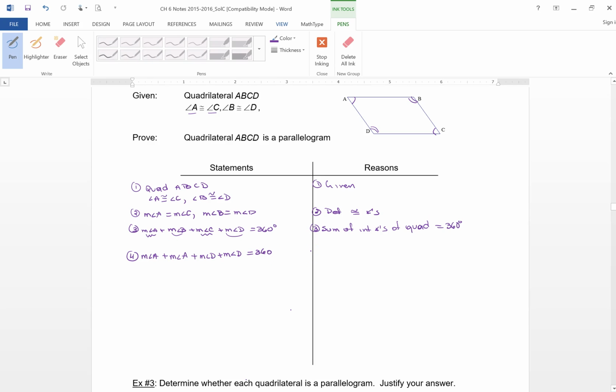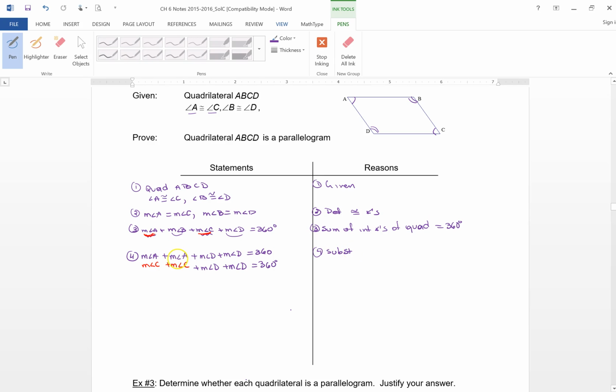I can also say the same thing but substituting for the other angles. So I'm going to leave measure of angle D and measure of angle D the same, but I'm going to substitute now C for A. So again, for this one and this one, I'm going to say measure of angle C plus measure of angle C plus measure of angle D plus measure of angle D equals 360. So this is clearly substitution.